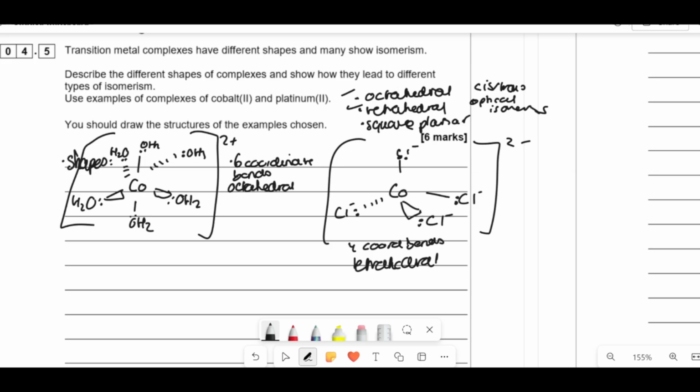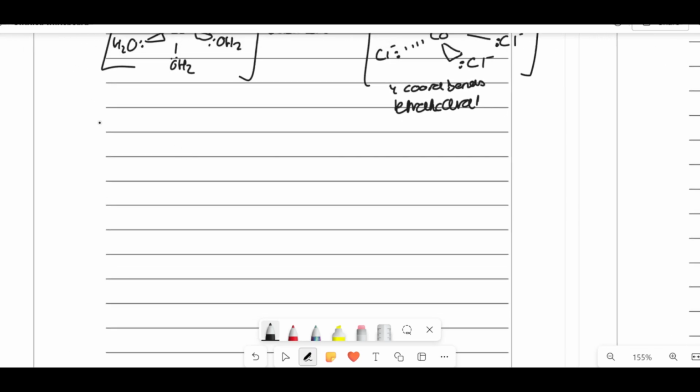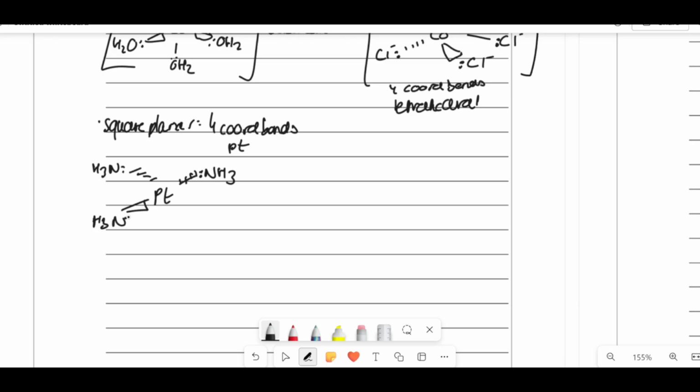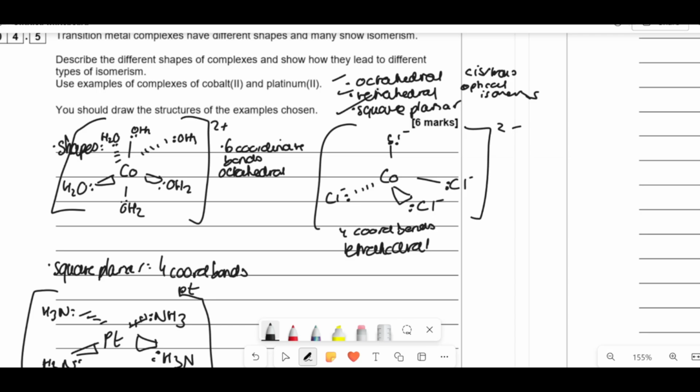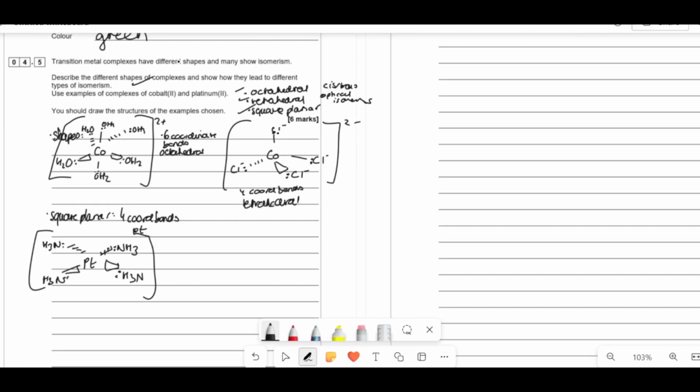Now we need to do square planar. With square planar, you've got 4 coordinate bonds, and it's with platinum. So with platinum, I'm going to use NH3. Let's do it dotted, sorry. NH3, and then H3N, H3N, cool. And that is square planar, which we've just said. So I've dealt with the types of shapes. Now we need to talk about isomerism, and we need to give examples.